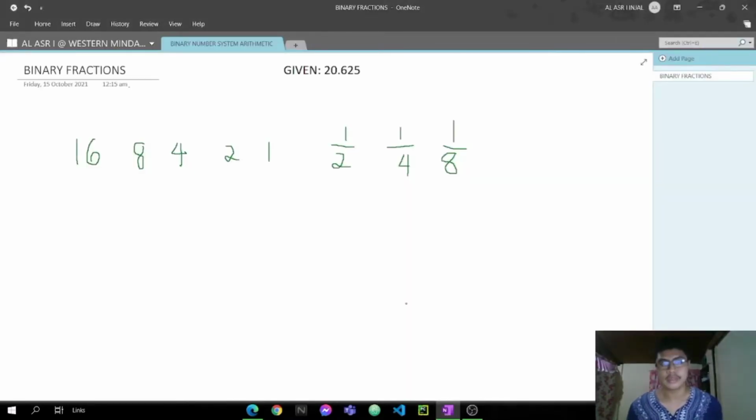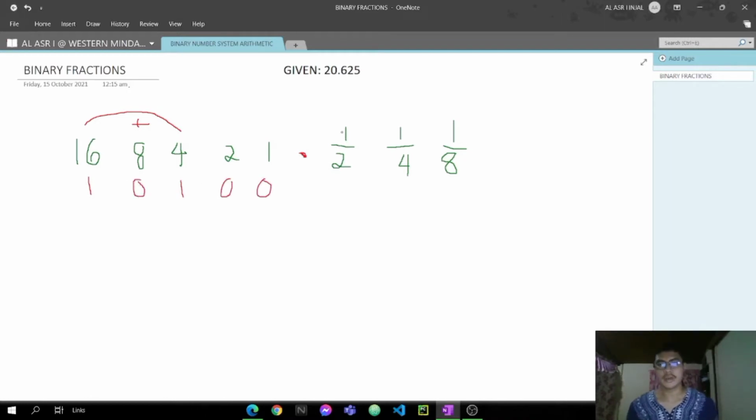Binary fractions. So we have here a decimal value 20.625. So we will convert this value to binary. So I will show you guys how to convert decimal to binary. So we have here 20, which is a whole number. So we'll put the radix point here, then 20, so 16 plus 4 is equal to 20. So 1, 1, and we'll put 0 to the rest.